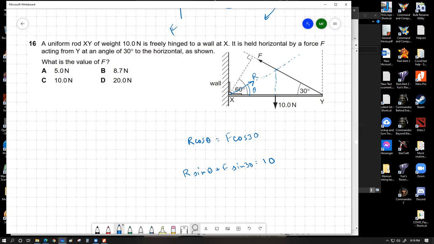Sir, is R perpendicular to the wall or buffer? No. Sir, is R the contact force, sir? Yeah, contact force, but the question says that it is held horizontally. Whenever they say held, it means the whole system is in equilibrium of forces, which means all three forces should pass through a single point.